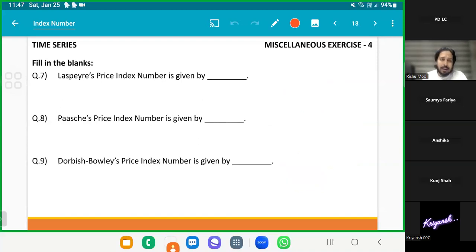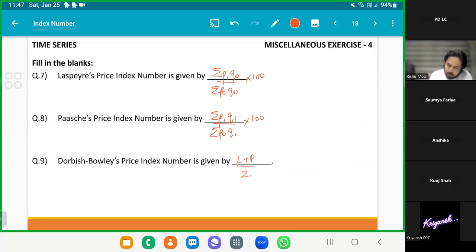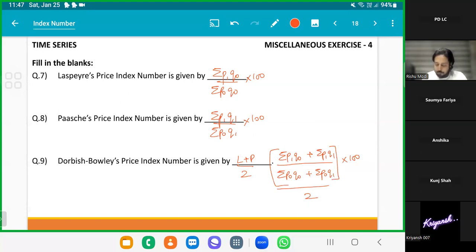They have asked you the formulas of Laspeyres, Paasche, Drobish, Bowley, right? So 7th one, P1 Q0 upon P0 Q0 into 100. Paasche, P1 Q1 upon P0 Q1 into 100. Right? Drobish, Bowley, do not write L plus P upon 2, guys, right? We need to write the entire formula. So we write the formula P1 Q0 plus P1 Q1 upon P0 Q0 plus P0 Q1 into 100, and this will be divided by 2.